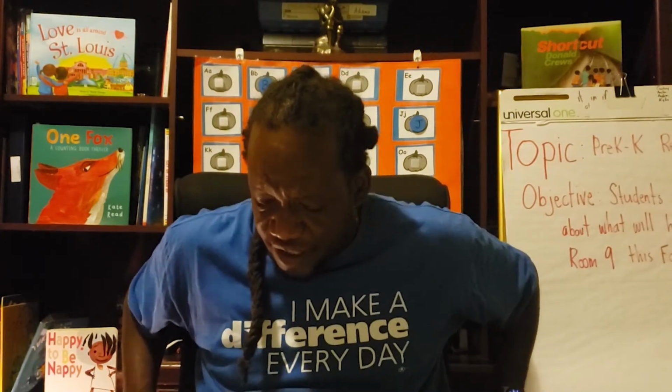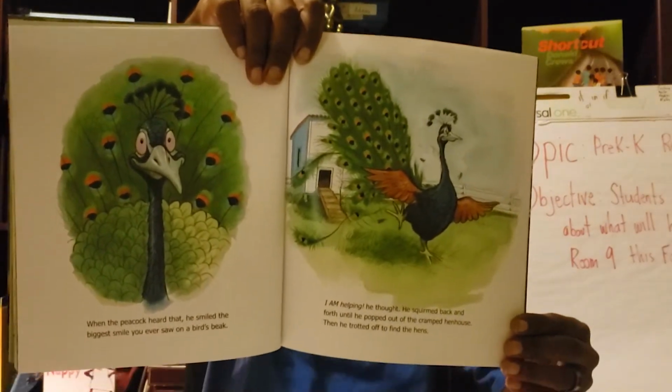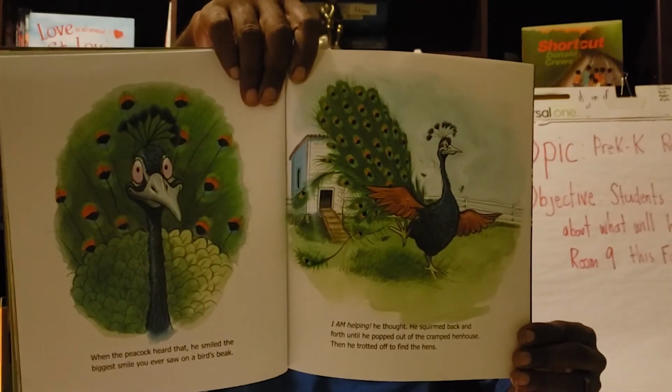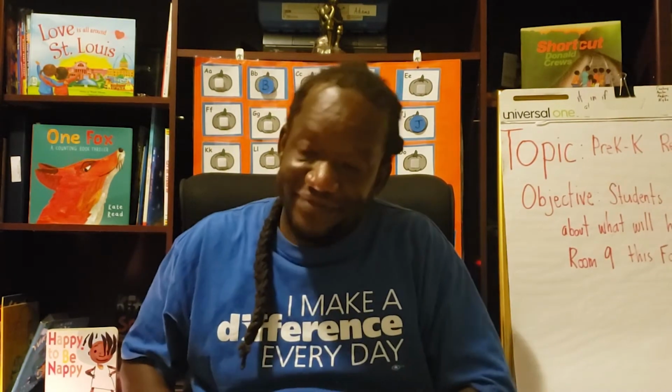When the peacock heard that, he smiled his biggest smile you ever saw on a bird's beak. "I am helping," he thought. He squirmed back and forth until he popped out of the cramped hen house. Then he trotted to find the hens. The exhausted hens were all clucked out. Every feather was out of place. "What a day. We couldn't get one car to stop." "It's true. Why, most of them didn't even slow down."